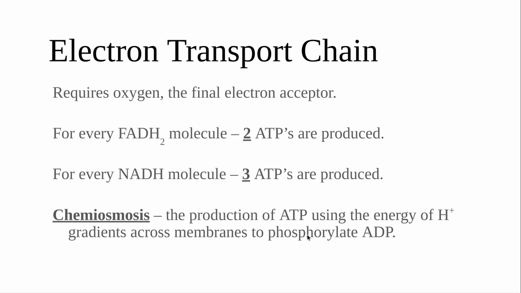So chemiosmosis is the production of ATP using the energy of hydrogen gradients across the membrane to phosphorylate ADP. It sounds like a mouthful, but let's take a look at it. This is not new to you. You remember ATP synthase we studied before in photosynthesis? That's what's happening here.